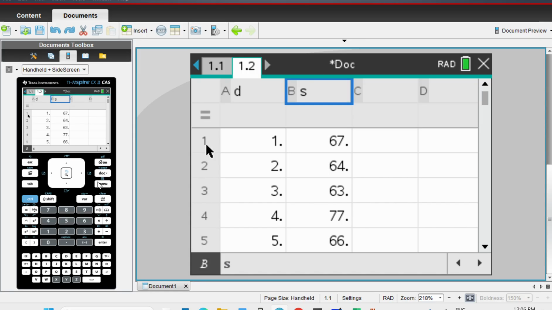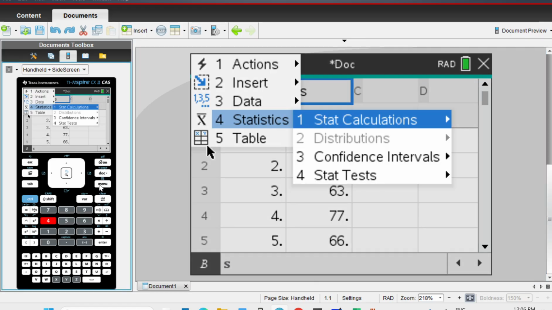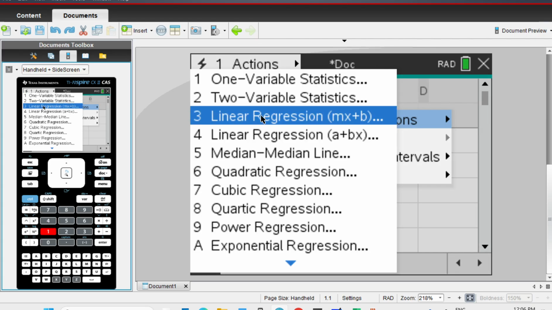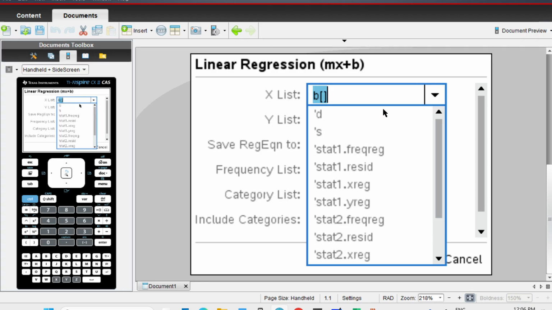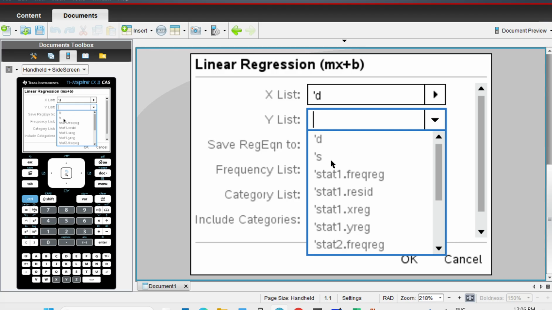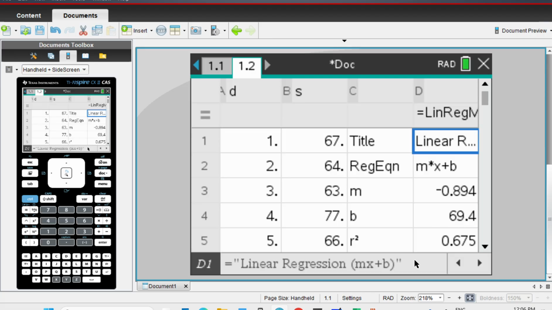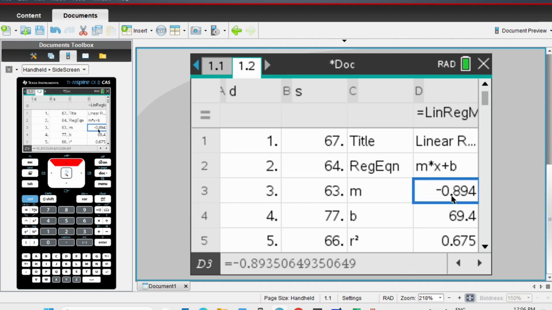Okay, and so now I will go menu, number 4, statistics, number 1, stack calculations, and I'm going to go linear regression, mx plus b. So I'm getting a linear regression of this trend line. I'll enter D for days in the X list, S for sales in the Y list, say OK, and here is the gradient and the y-intercept of this trend line. Here they are. You might want to pause the video at this stage and try writing down the linear regression for this example. Then I'll have a go at it.